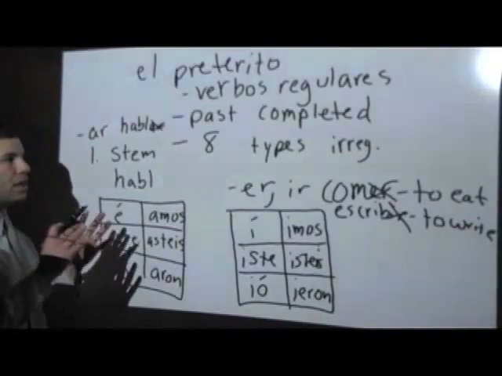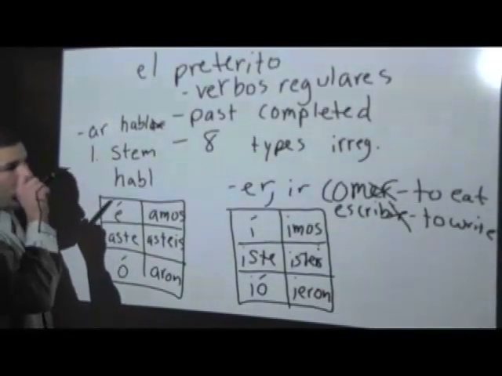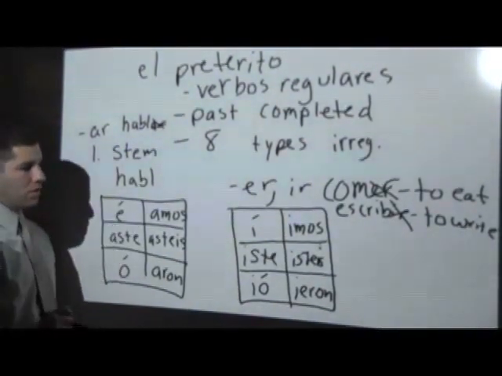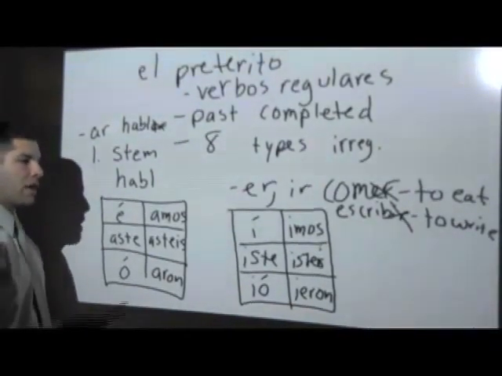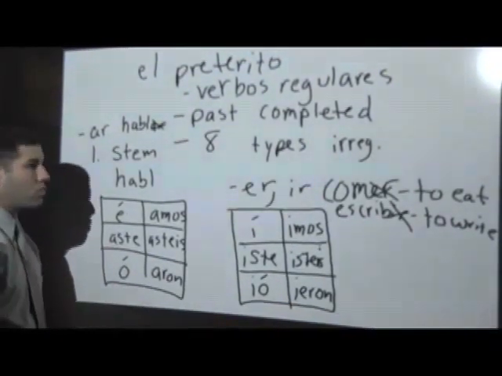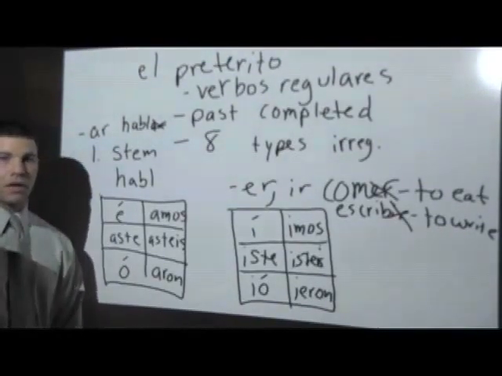It's past completed, and just a caution, there are 8 types of irregulars. So if you're going to get going with this, you should probably look into what's irregular, and everything else would be regular. So we'll do some other videos on what's irregular coming up.